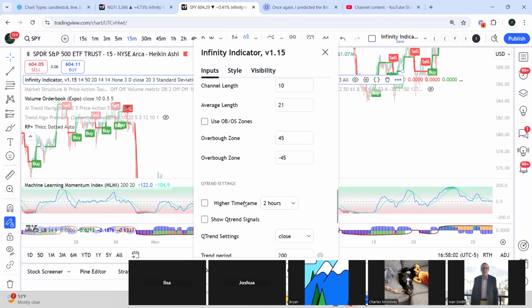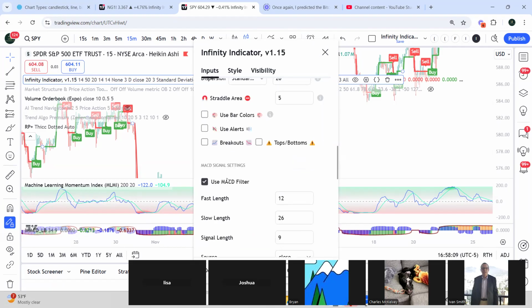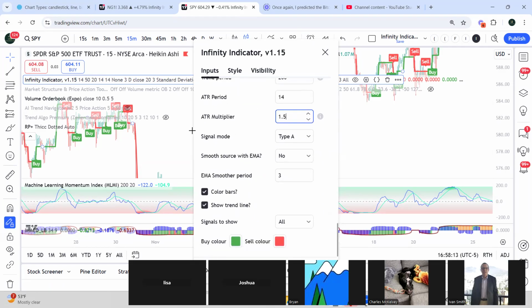So again, the only things you're going to have checked are repeat signals, which is optional, but I suggest it, and the use MACD filter. We're not changing anything else other than what I just talked about, the ATR multiplier, and that's up to you. This is all in my last current video, so you can go back and watch that. Essentially, what I told you is the video in a nutshell.